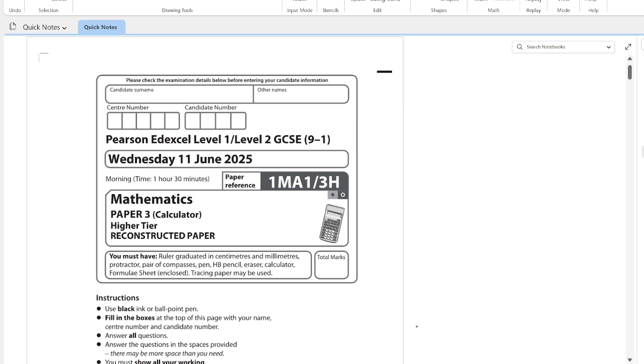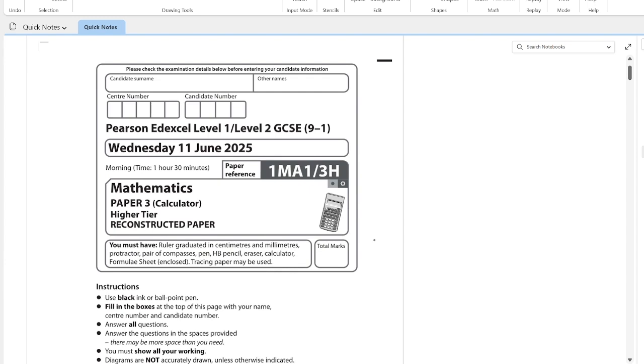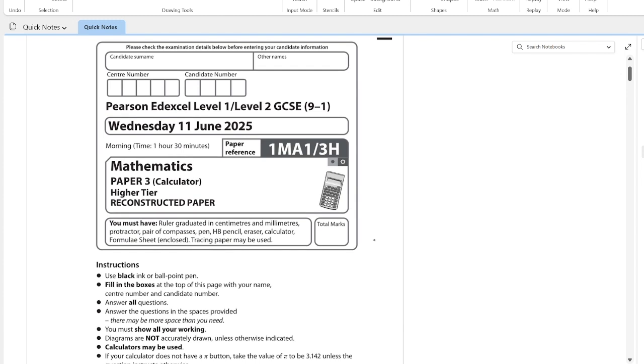Today we will be going through yesterday's Paper 3 higher tier Edexcel GCSE Maths paper. And we're going to go through the final 10 questions, the hardest questions. I know many people found it hard, so the purpose of this video is to let you see where you went wrong, what you should have done, and I'll also pause at the start of each question so you can retry it if you want.